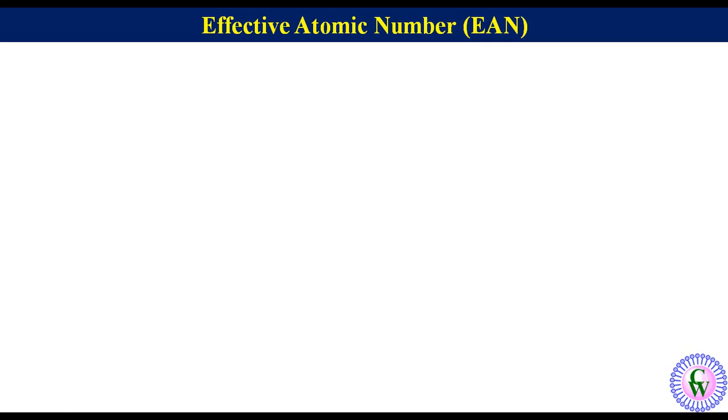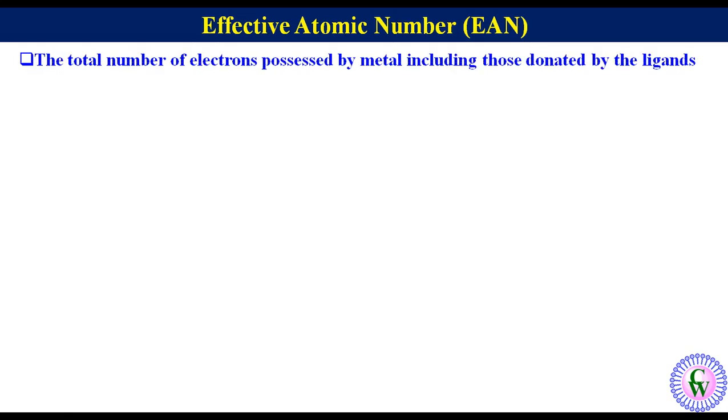In this lecture, we are going to discuss effective atomic number of metal in a complex. Effective atomic number of a metal in a complex is defined as the total number of electrons possessed by the metal, including those donated by the ligands.